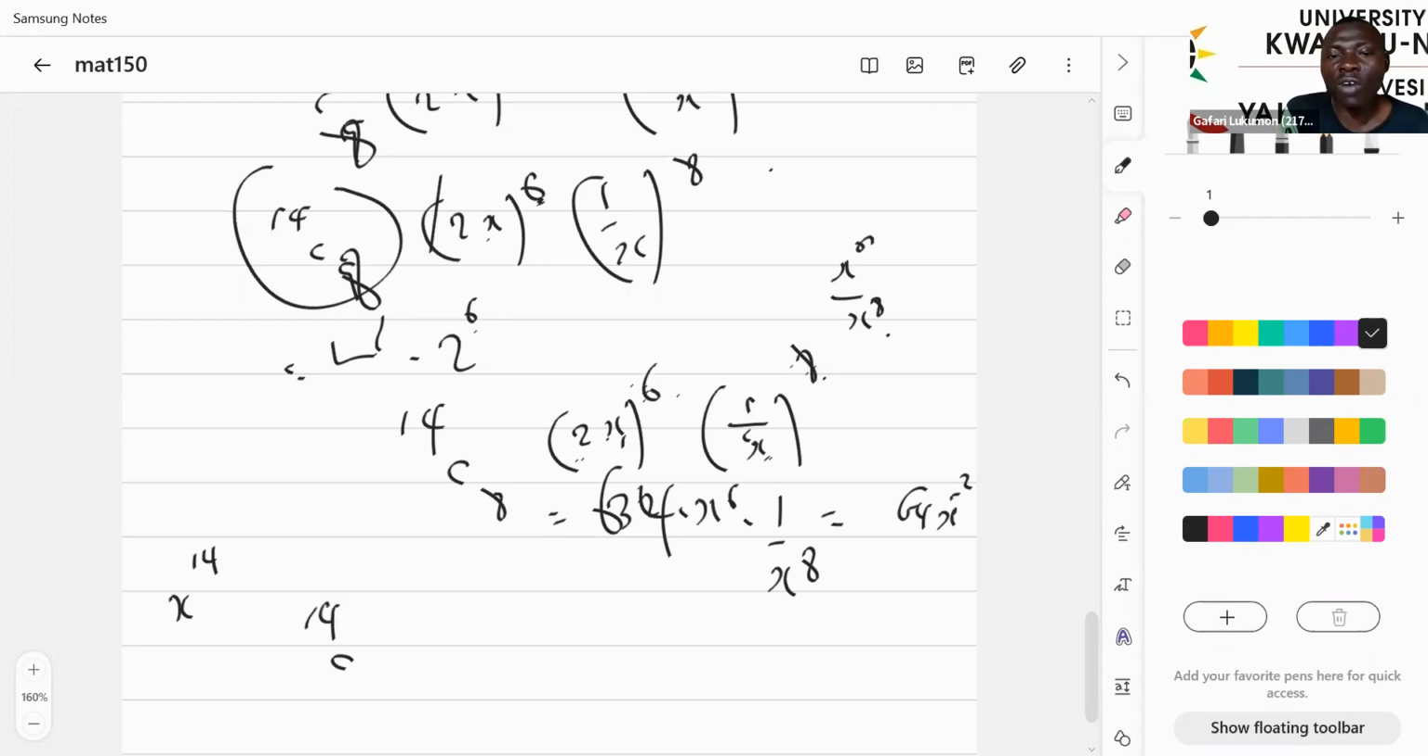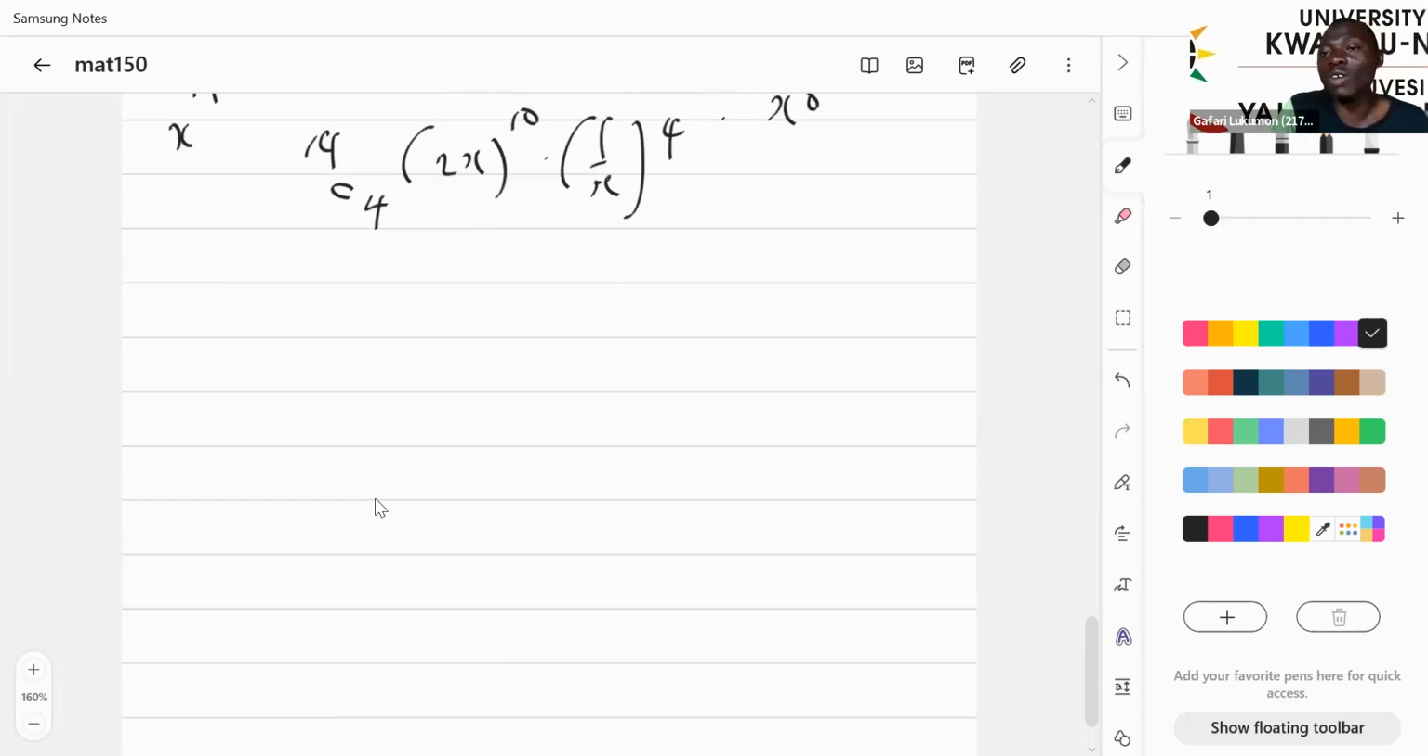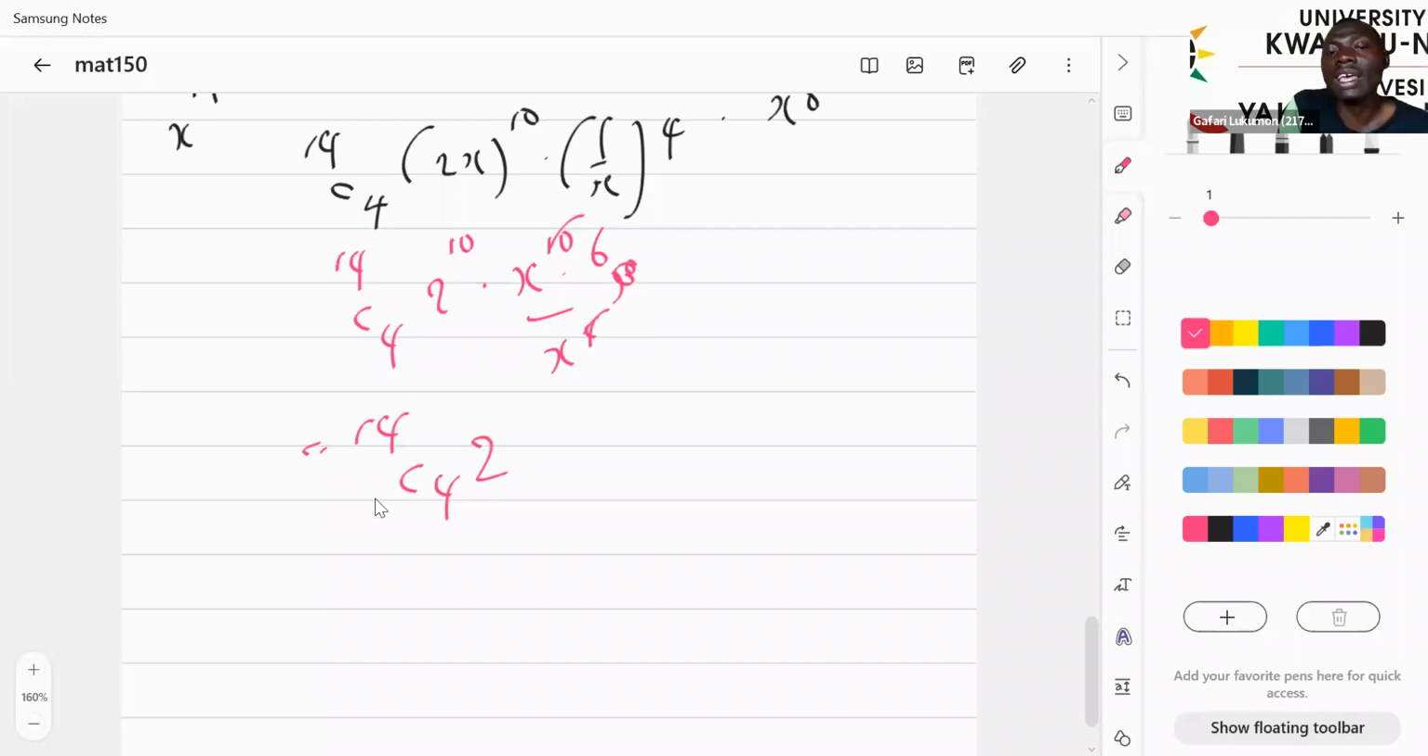14 combination 4, 2s raised to power 10, 1 over s raised to power 4. You understand now? So at the end of the day, I'm going to have 14 combination 4, 2 raised to power 10, s raised to power 10, divided by s raised to power 4. This will cancel and give you s raised to power 6. Then you have 14 combination 4, 2 raised to power 10, s raised to power 6.